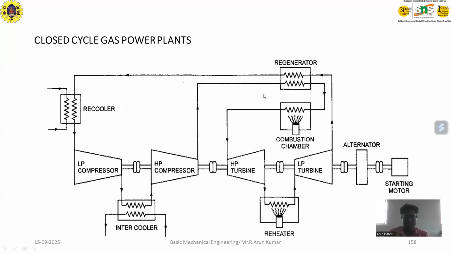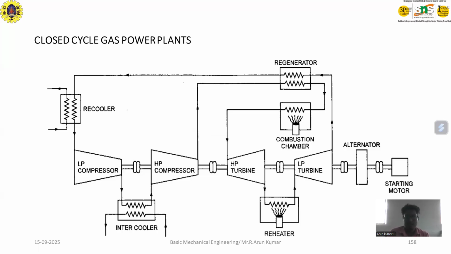So what is the purpose of regeneration? It adds up the heat. Once the compressor has compressed the air, we have to heat it further, so the heat regenerator is used for that, and the combustion chamber is also there. The purpose of the combustion chamber is to add more heat. The air is then fully heated and passes to the HP turbine.